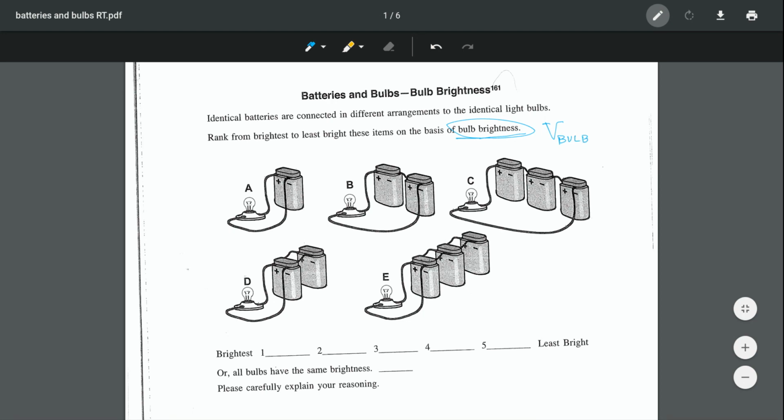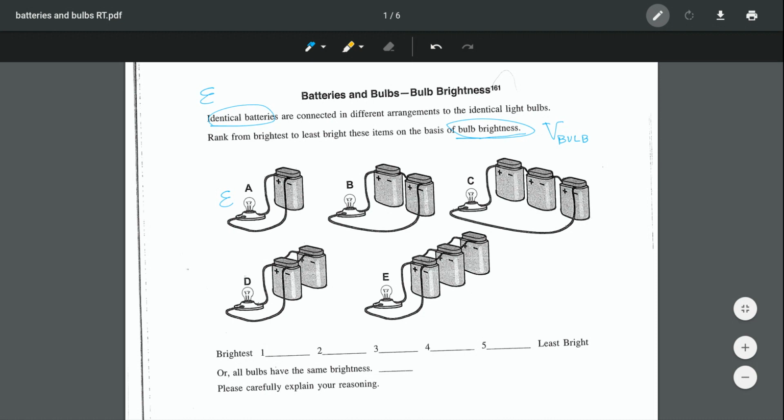So when I look at the situation, we're told here that all the batteries are identical. So I can let all the batteries have a potential difference E, right? Just so I can quantify this a little bit. And then I can go through and actually write out what is the potential difference across each of these light bulbs. And then I can rank it that way. So in case A, this light bulb is just wired directly to this battery. The potential difference over this bulb is just going to be E. It has one potential difference of this one battery across it.